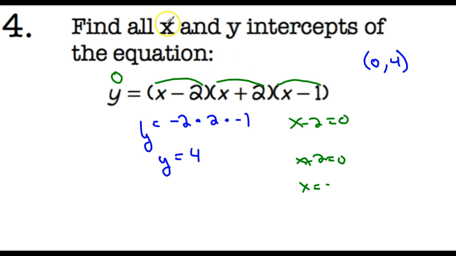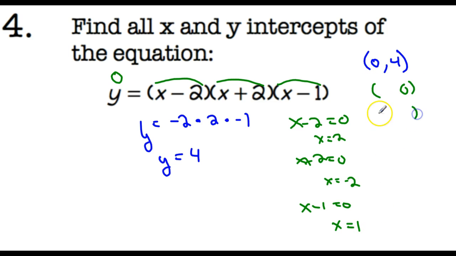Whoops, messed that up. Let's back that up. And then solve for this. So x equals 2, x equals -2, x equals +1. And so when y is 0, you get 3 different x values.